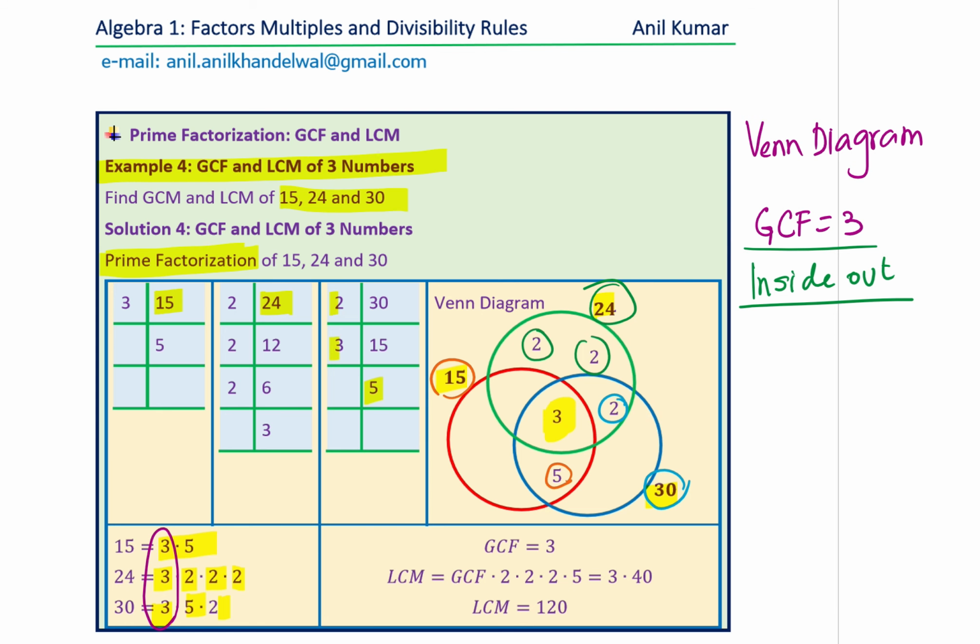So once you have all the numbers, the LCM is what? LCM is the product of all of these. Just multiply them together to get the result, which in this case was 120. Clear? So multiply all these numbers: 2 times 2 times 2 times 3 times 5 is the answer, right? So that is the way you could find the lowest common multiple. So we have used this strategy of prime factorization and Venn diagrams to get the result.